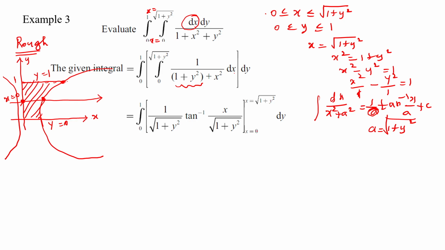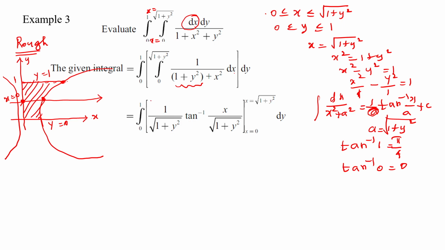See the limit here. In case you are substituting x equal to square root of 1 plus y square, what is tan inverse of 1? Tan inverse of 1 is pi by 4, and then tan inverse of 0 is, what is the value? That is equal to 0. So if you are substituting x equal to square root of 1 plus y square here, we will get tan inverse of 1. Tan inverse of 1 is pi by 4. So take it outside.